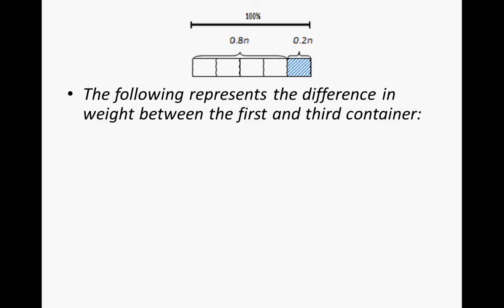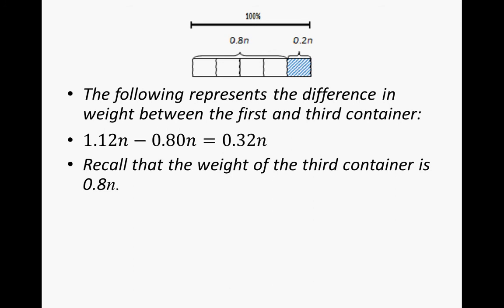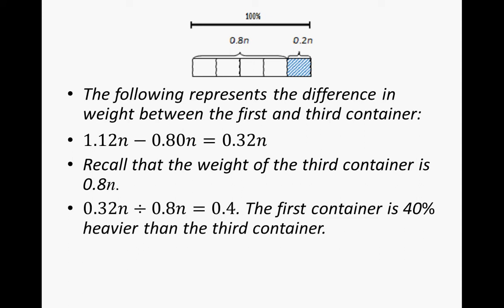So the following represents the difference in the weight between the first and third container. 1 and 12 hundredths n minus 80% n, or 80 hundredths times n, equals 32 hundredths n. So recall that the weight of the third container was 80% of the second, so that would be 8/10 times n. So now we would divide it. 32 hundredths n divided by 8/10 n is 4/10. So the first container is 40% heavier than the third container.